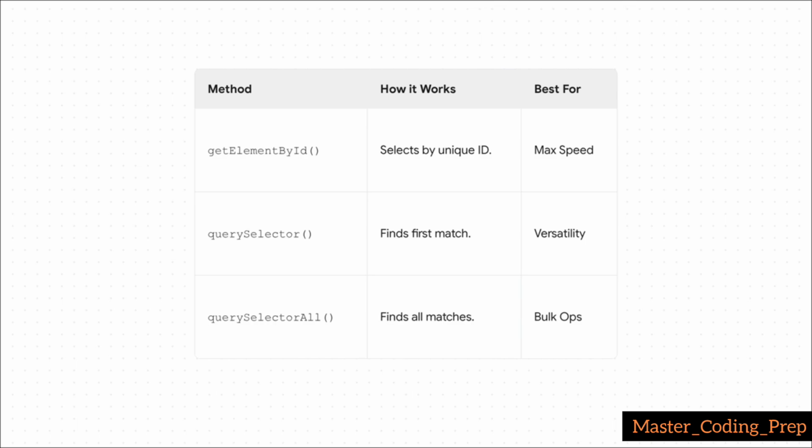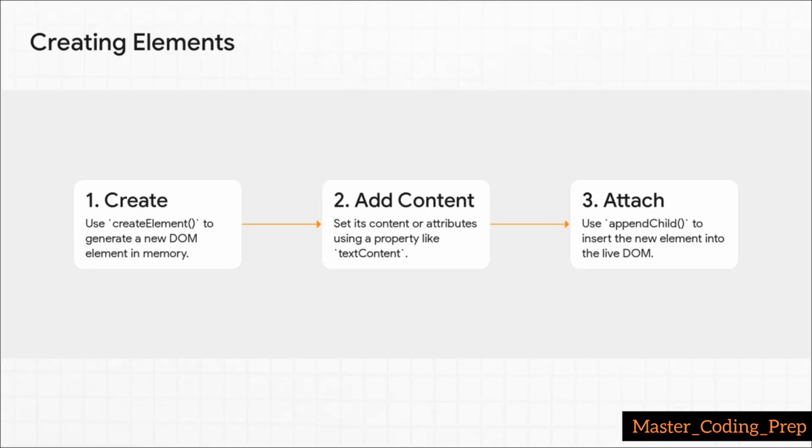It's super versatile because it uses the same CSS selectors you already know and love. And if you need to grab a whole bunch of things at once, say all the items in a list, that's what querySelectorAll is for. And what about adding brand new content? Well, it's a pretty simple three-step dance. First, you create the element, but it only exists in memory. Second, you add your text or whatever else you need. And finally, you tell the browser where to put it using something like appendChild. Then, and only then, does it actually appear on the page for everyone to see.